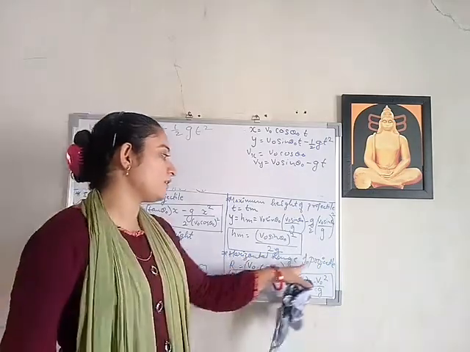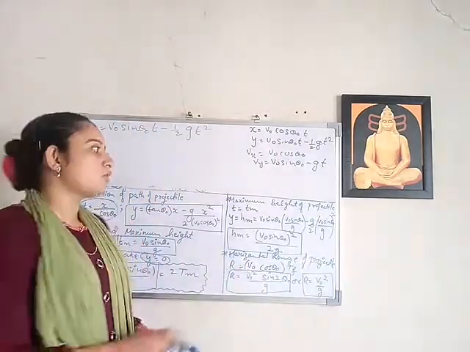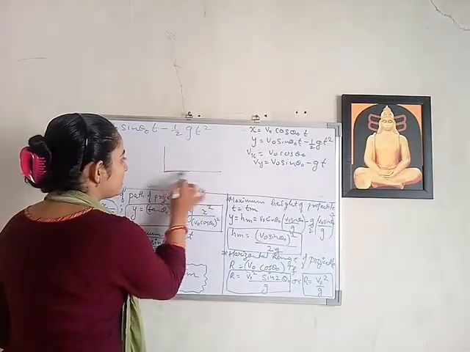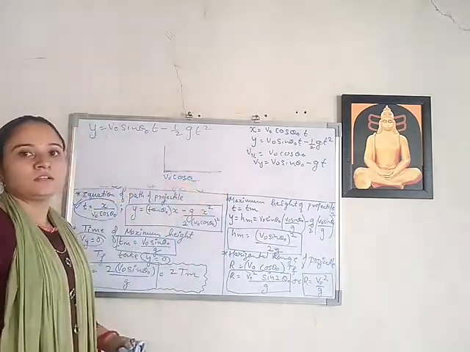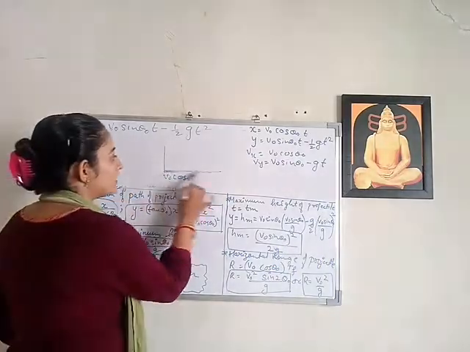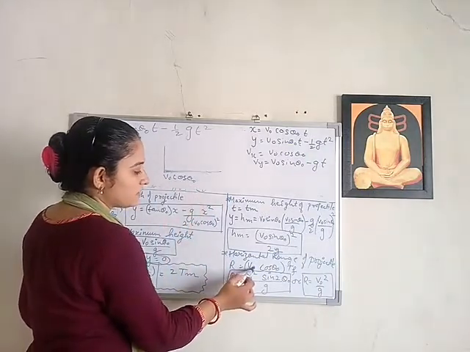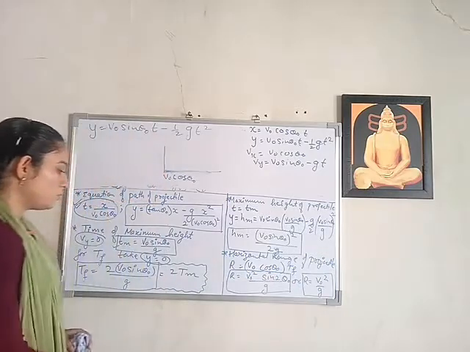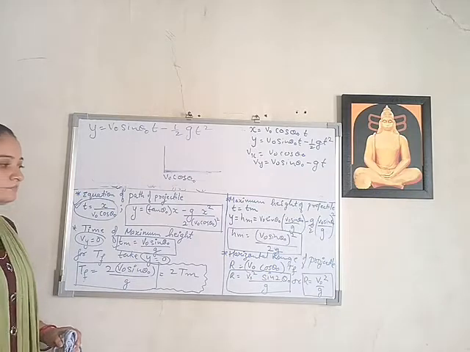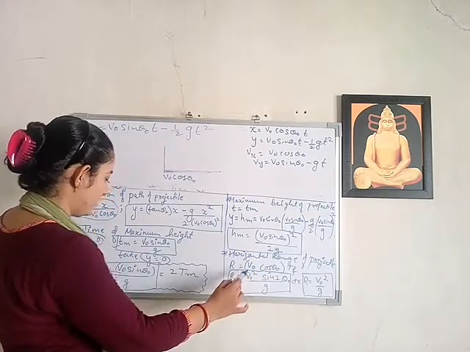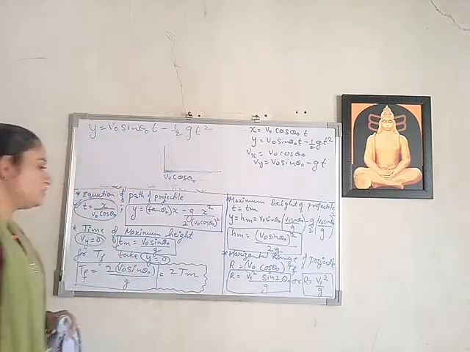Next is the horizontal range of projectile. Range R equals V0, because you have seen this diagram, here it is V0 cos theta 0, the horizontal component. So horizontally, R is V0 cos theta 0 into tf. What is the formula of tf? That is 2 V0 sin theta 0 by g. So that gives V0 into V0 square sin 2 theta 0 by g.